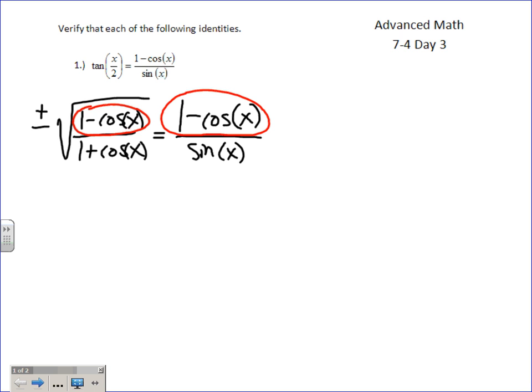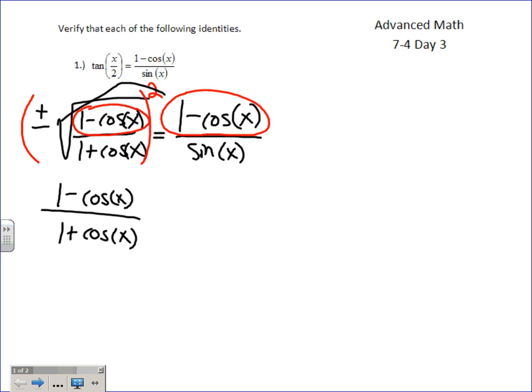We have two sides of the equal sign. Can we do that? Sure. Okay, so let's go ahead and do that. And when we square this positive and negative, what really happens? Whether it's a negative or a positive, when you square it, yeah, it goes away. So really what you're saying, that's a very good observation. I like that. So it's 1 minus cosine of x over 1 plus cosine of x.